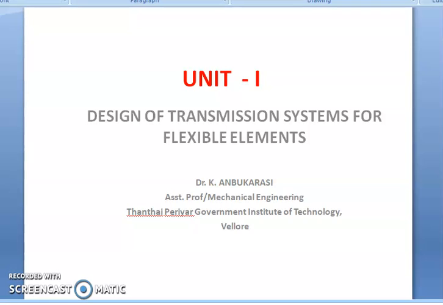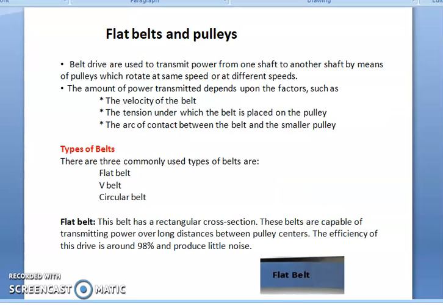In this video, I am going to discuss the design of flat belt drive. Belt drives are generally used to transmit power from one shaft to another shaft by means of pulleys, which rotate at the same speed or at different speeds.